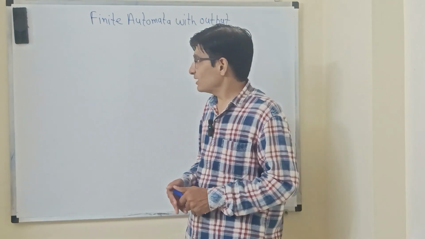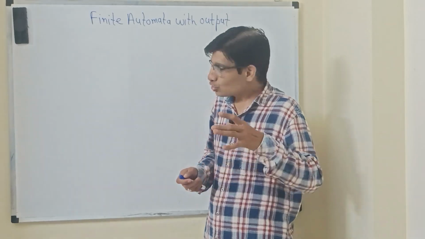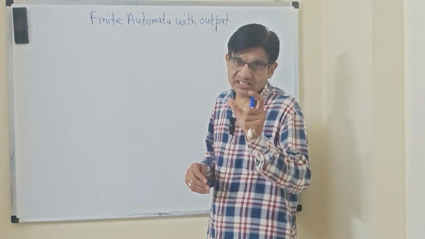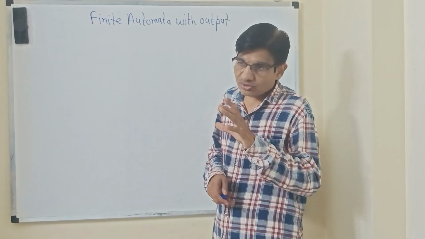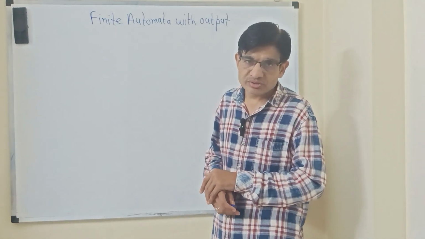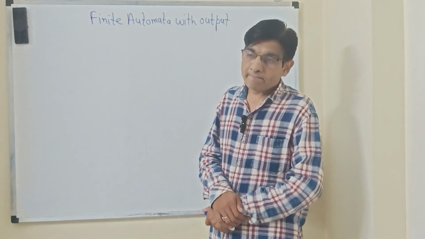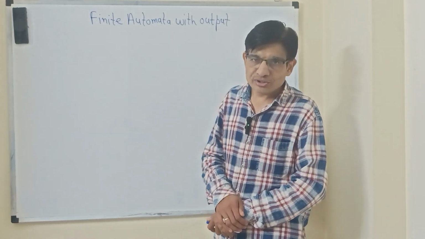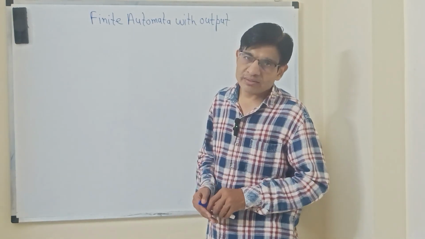But in this lecture, we will discuss one more class of finite automata that provides output. If you give any input to these kinds of finite automata, the output would depend on your input. If your input is longer, having more symbols, in output you will also get a longer string. But if your input is shorter, your output will also be shorter. So these kinds of finite automata are known as finite automata with output.